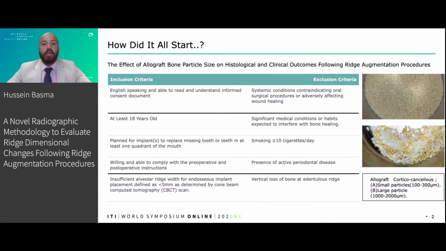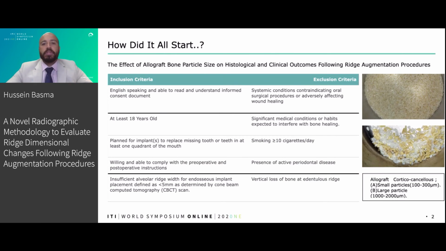So basically all the patients who were supposed to be included in this study were supposed to be healthy, they were non-smokers, and also they were treatment planned to receive an implant, but they didn't have enough alveolar ridge width. And we defined that in the study as insufficient alveolar ridge width that was less than 5 millimeter based on the CBCT. And if there was any vertical deficiency in that site, the patients were excluded.